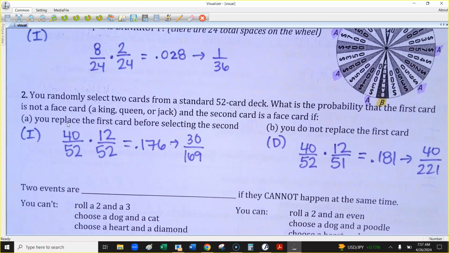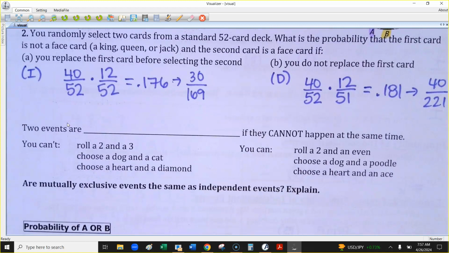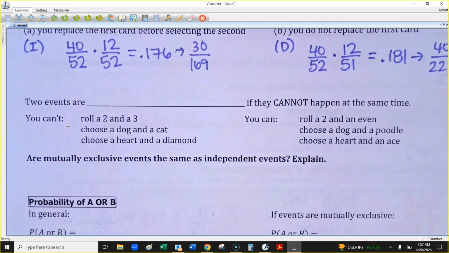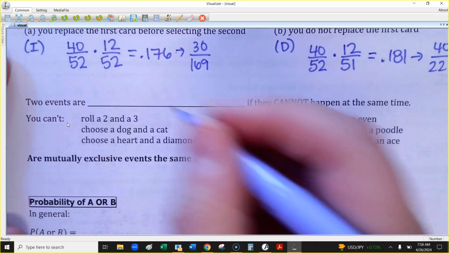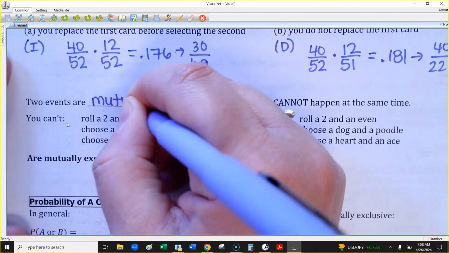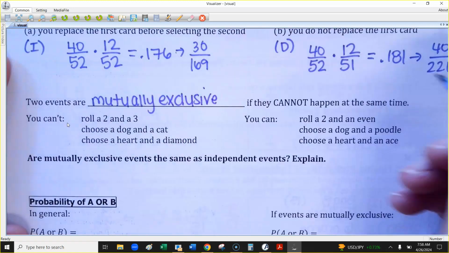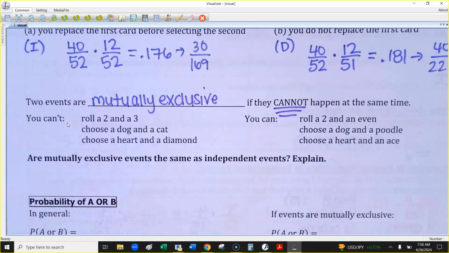All right, now we are going to move into or statements here in a second. Now, this little vocab term, I'm going to give you some examples underneath to hopefully explain this a little bit. So, 2 events are considered what we call mutually exclusive if they cannot happen at the same time. So 2 events, they call them mutually exclusive if there's no possible way these 2 things could happen at the same time. Okay, so just some examples.